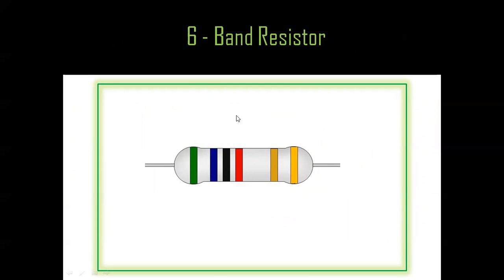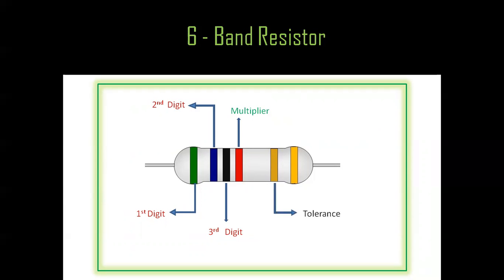As you can see here, the 6-band resistor has 6 color bands painted over it. The first 3 bands represent the first 3 digits in the value of the resistor. The 4th band represents the multiplier, as we have seen before. The 5th band represents the tolerance, and the 6th new band represents the temperature coefficient for that particular resistor.